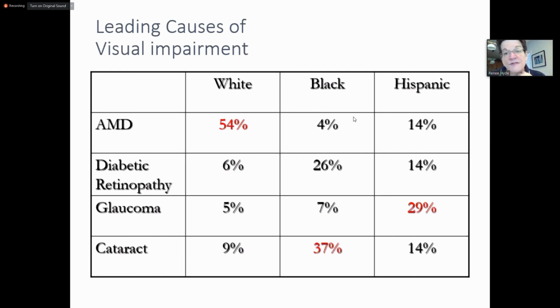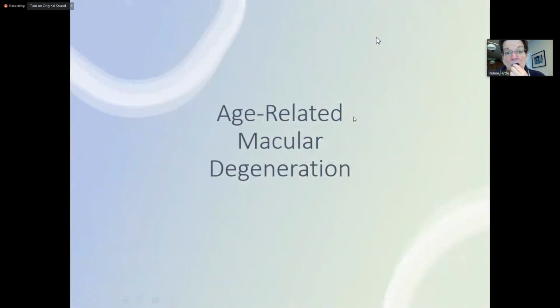Just some statistics to show you that there is a difference, and you need to be tuned into the possibility that their visual impairment may be due to one of these causes. Now let's talk about age-related macular degeneration first. And you may hear it referred to as AMD, because age-related macular degeneration is a whole mouthful to get out.